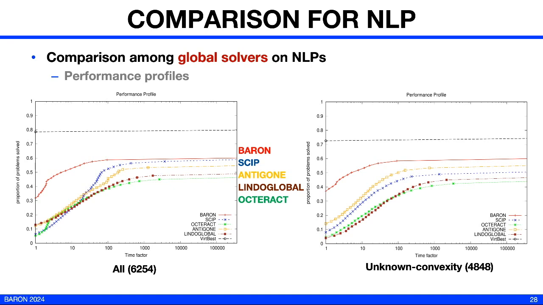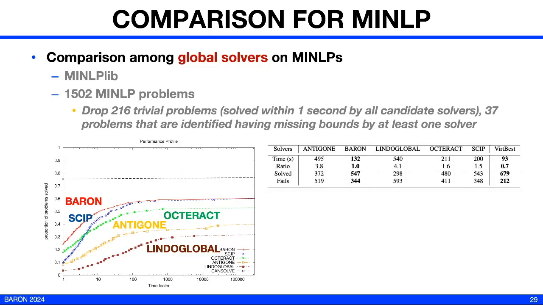And here you will see for the problems that are easy to be solved, Barron can be already very fast at the very beginning. And at the very beginning, Barron can solve over 30% of the problems. So in this page, we compared all the global solvers on the MINLP benchmark library. This library collects more than 1,000 problems.